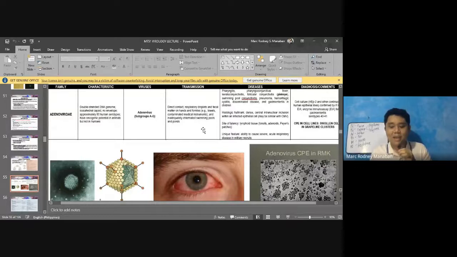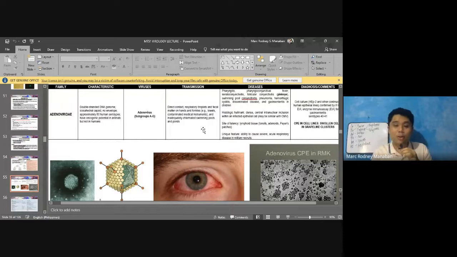And aside from that, it can cause disseminated disease, hemorrhagic cystitis, and gastroenteritis in children. But again, that's not common. The most common are usually the upper respiratory tract infections and usually in the eyes. Okay? And again, take note that adenovirus is the most common cause of viral conjunctivitis. Okay, so adenovirus is usually the cause of that. The most common cause of viral conjunctivitis.